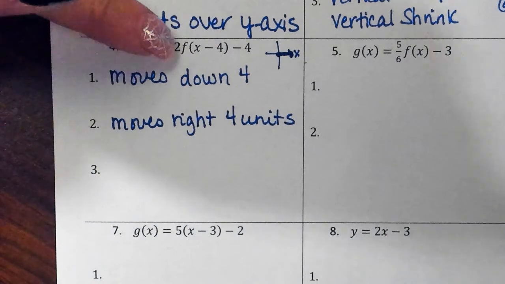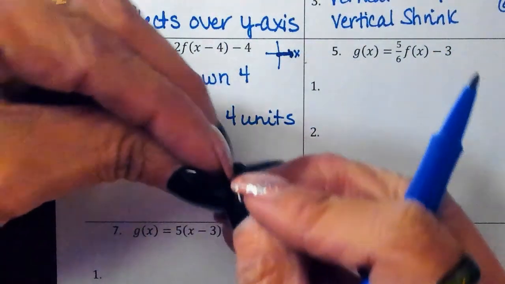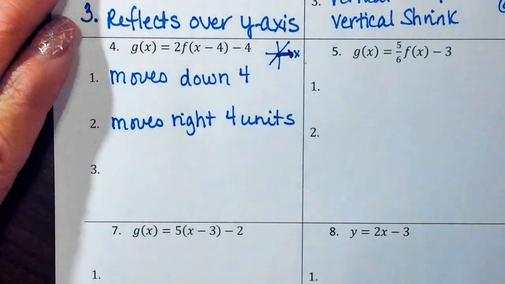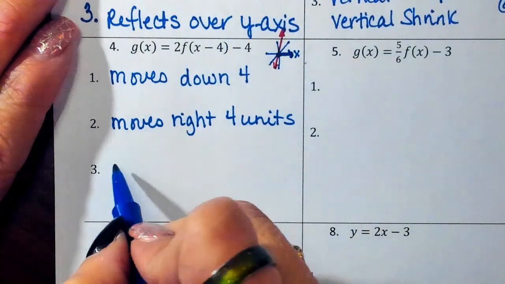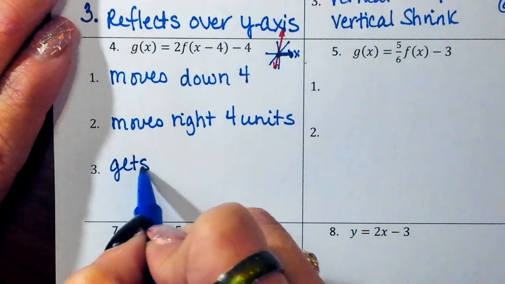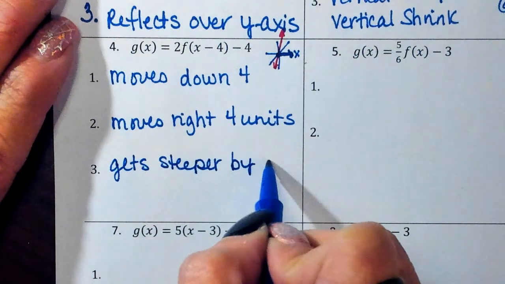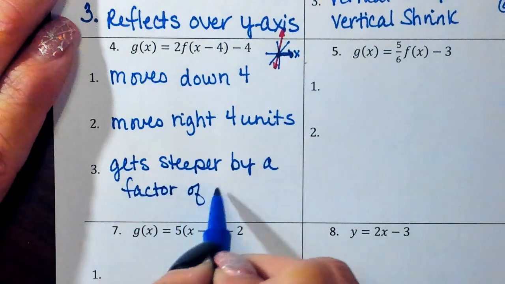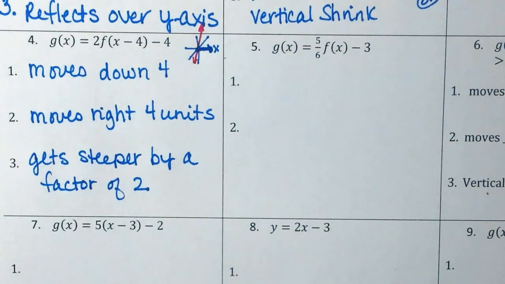What does that 2 right there do? 2 is bigger than 1, so that means it's stretching it. So it's taking it from this to this. It's getting steeper. By what factor? All right. 2 transformations on the next one.